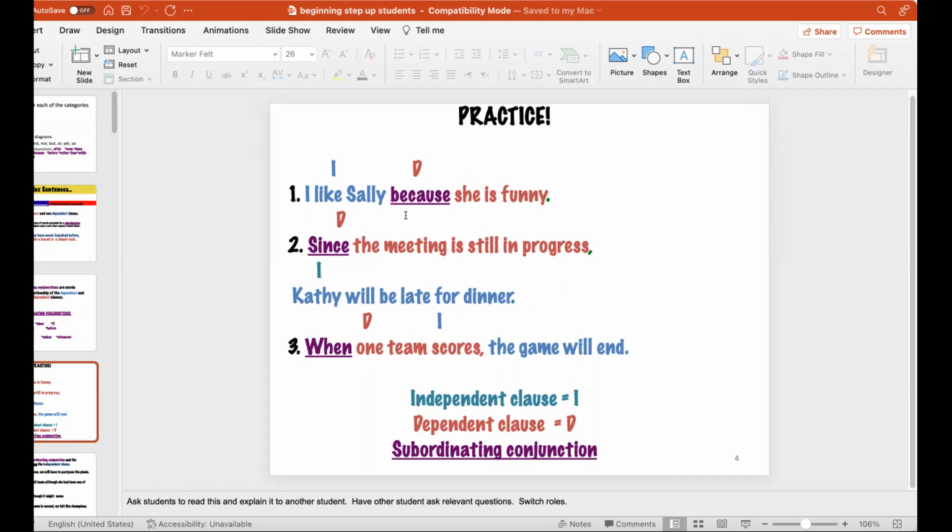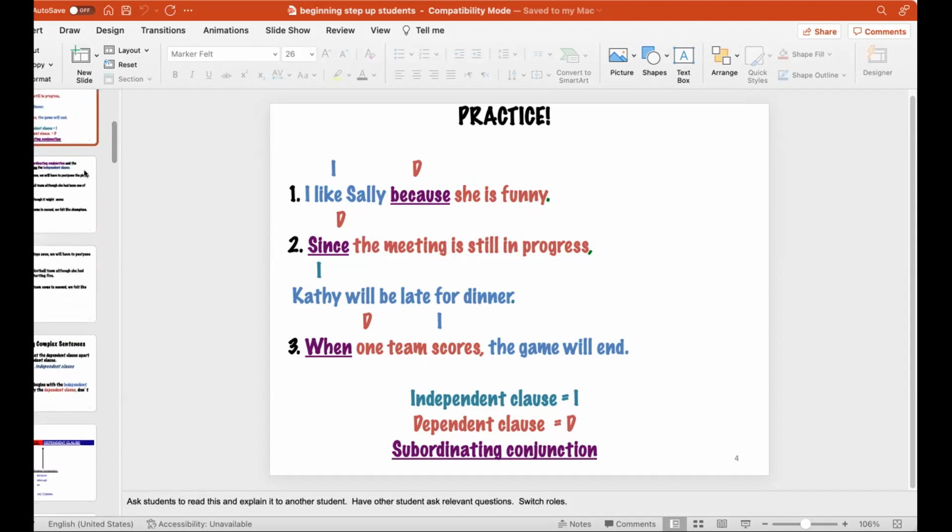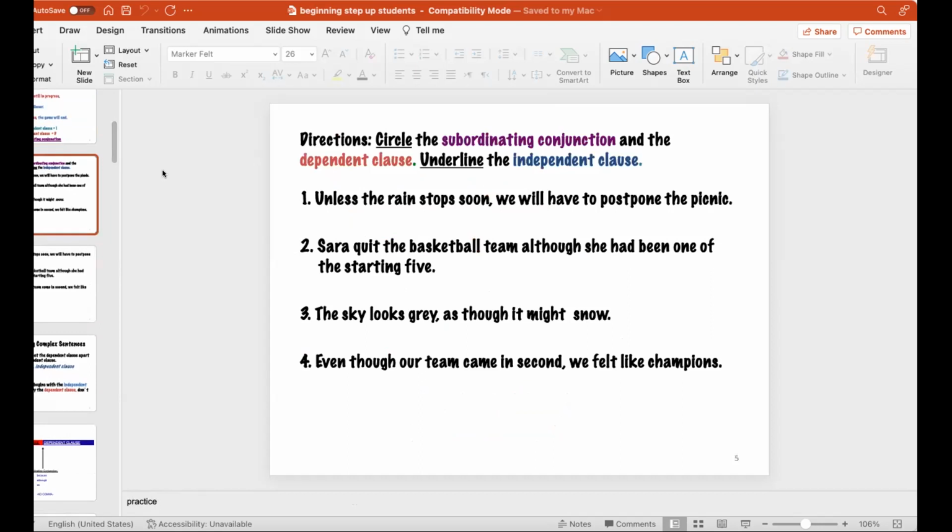This is simpler than saying, now write me a complex sentence. I'm having them identify the parts of what I've just taught them. And then now just circle the subordinating conjunction, underline the independent clause. Do you guys need to practice this at all, or is it okay? I mean, we could stop and practice.